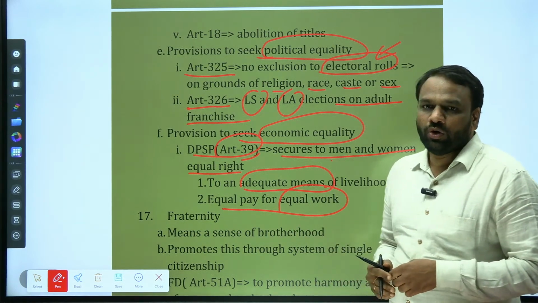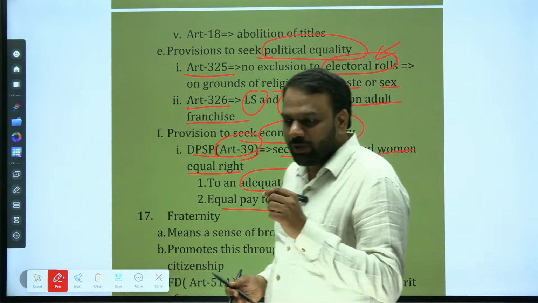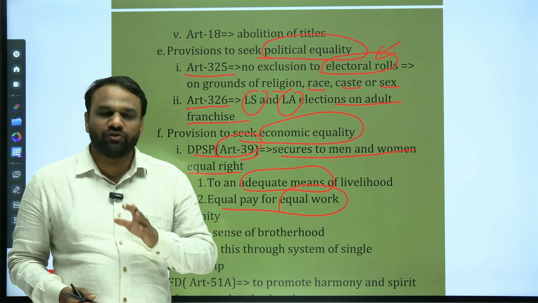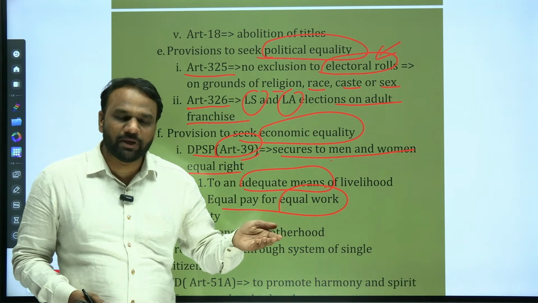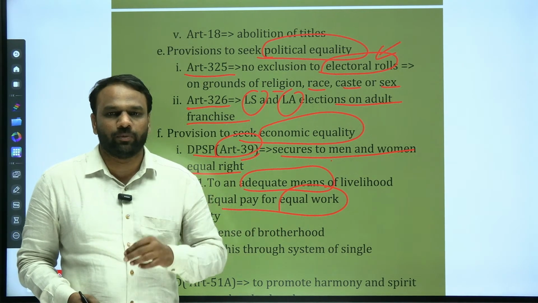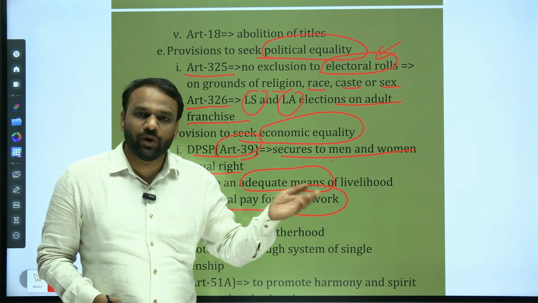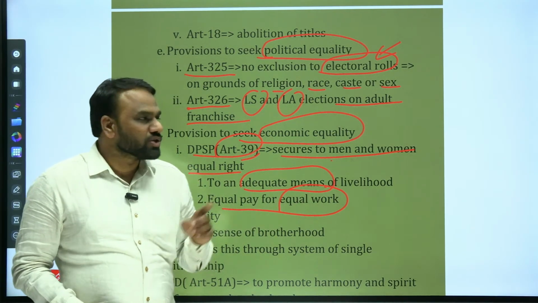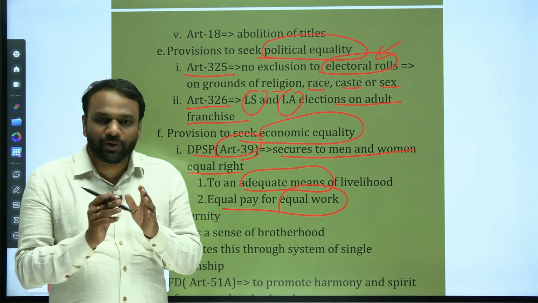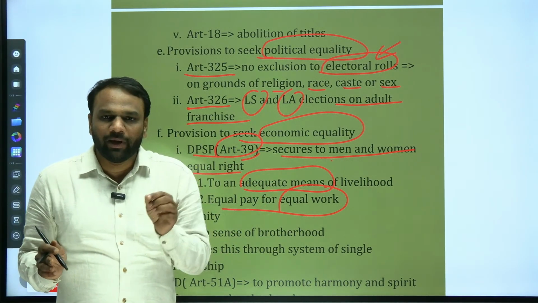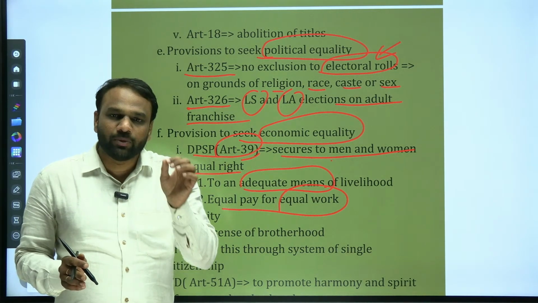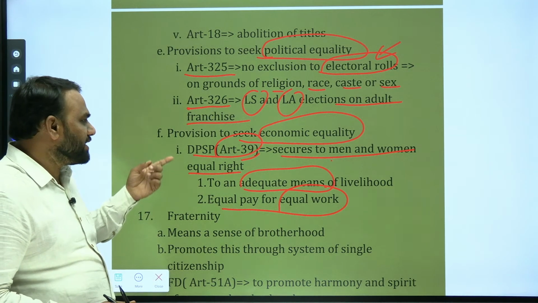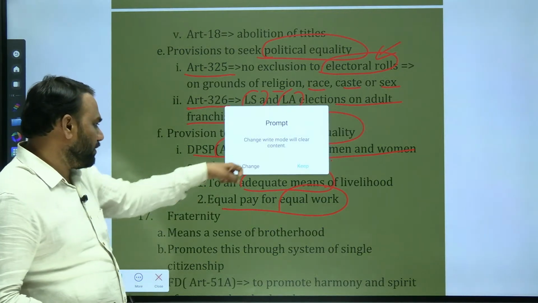Now when men and women work, let us assume a man works for 8 hours, a woman also works for 8 hours. If a man is being paid 200 rupees, a woman should also be paid 200 rupees. If a man is being paid 200 rupees and a woman is being paid 100 rupees, then it's a discrimination. Article number 39 says that there should be no such discrimination. When a man and a woman work for equal time, they should be given equal salary. So article number 39, what does it ensure? It seeks to promote economic equality.